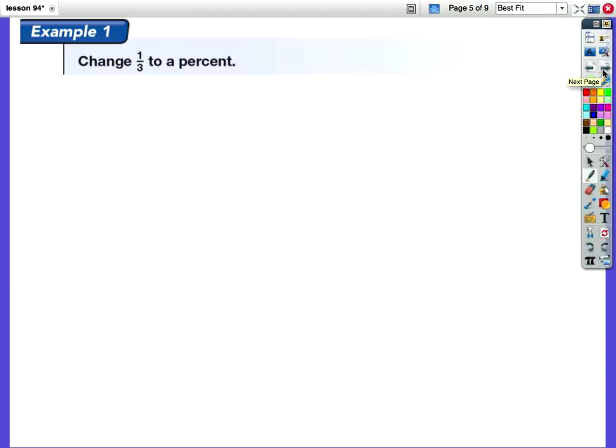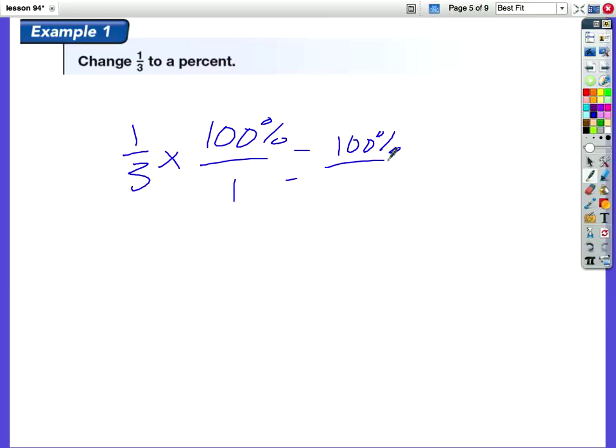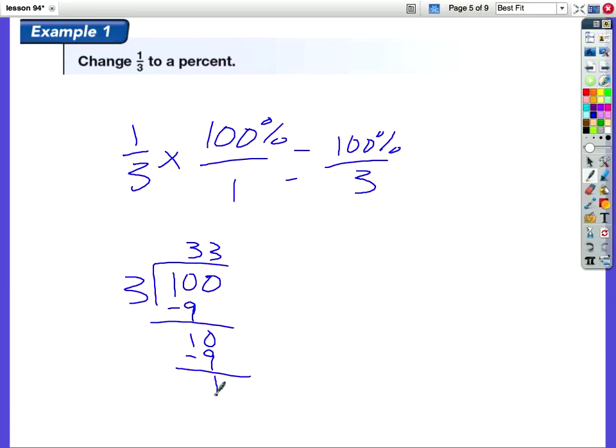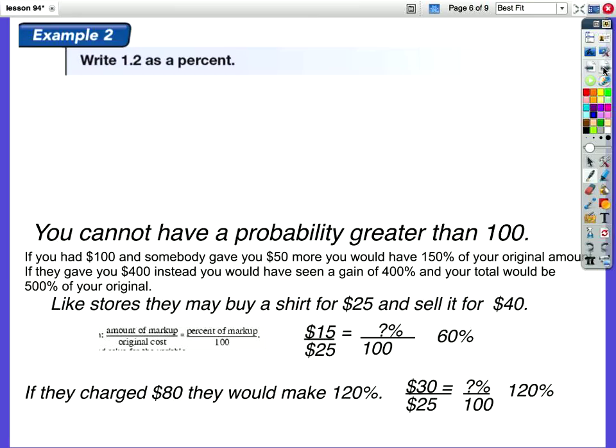It says change 1/3 to a percent. So I have 1/3 times 100% over 1. We can get 100% over 3, 100 divided by 3. It started as a fraction, we keep it in a fraction, so it's going to be 33 1/3%. Simple. Multiply by 100, then simplify.